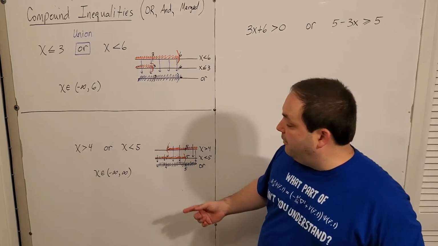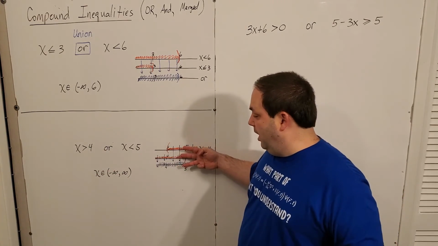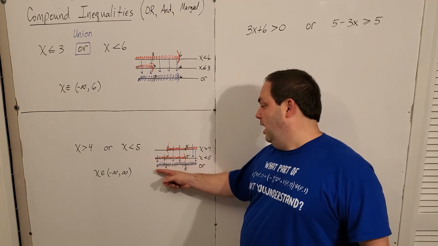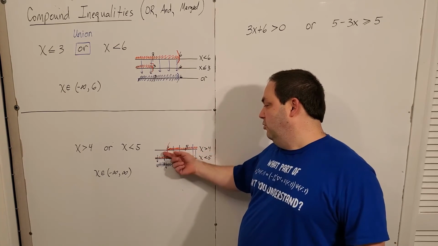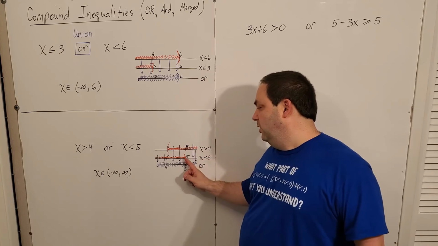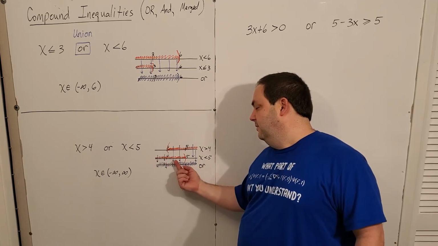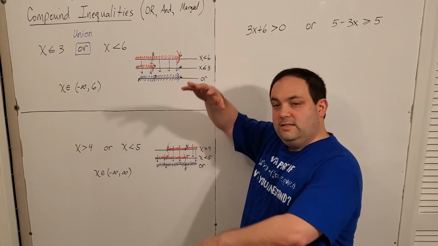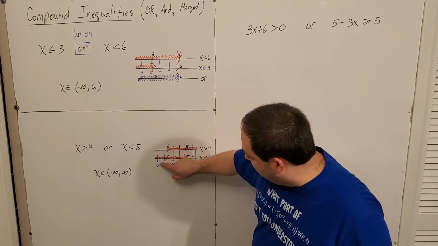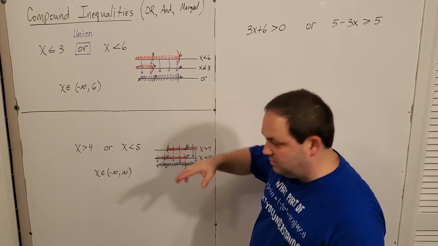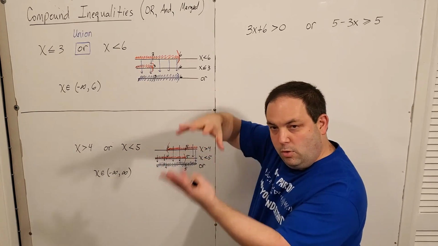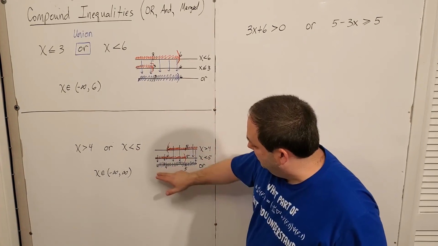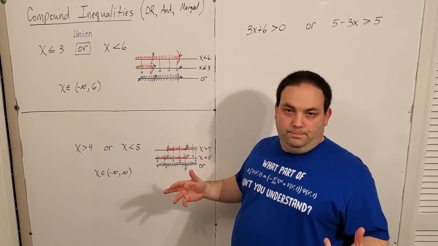The other way, of course, would be to do the 3-line combine. I draw my 3 lines. The top one is x is greater than 4. The bottom one is x is less than 5. And then the or means I'm just going to mash them together. So notice every number is accounted for because all I'm doing is combining these, number for number. So the whole line is accounted for.